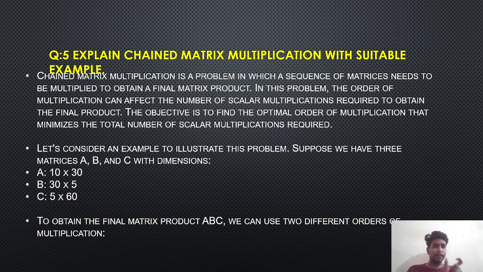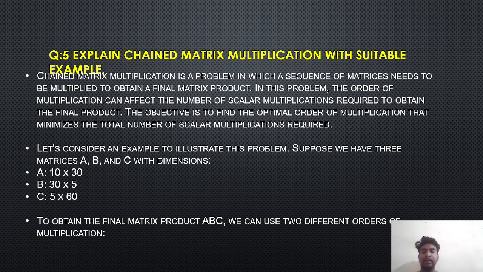So chain matrix multiplication is a problem in which a sequence of matrices needs to be multiplied to obtain a final matrix product. The objective is to find the optimal order of multiplication that minimizes the total number of scalar multiplications required. Let's consider an example to illustrate this problem.